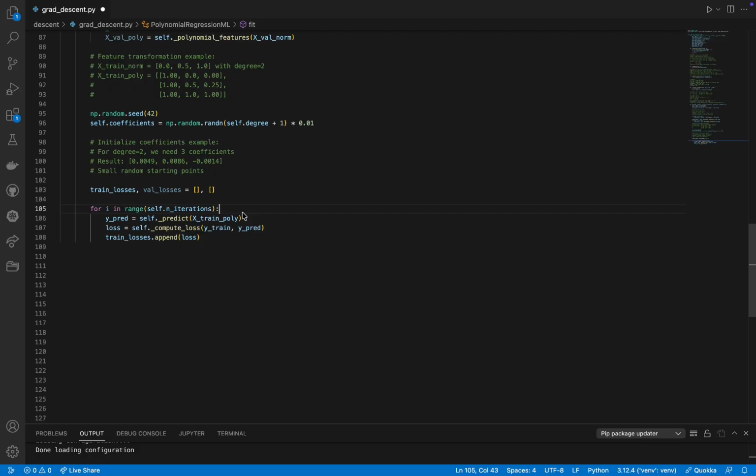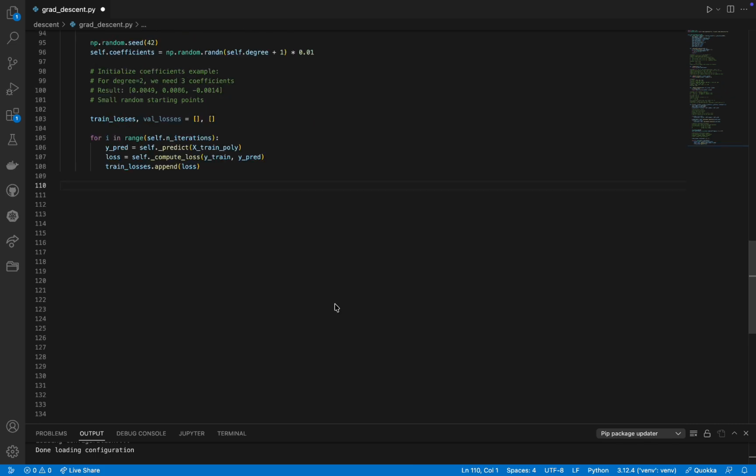And in each iteration, we do several things in order. First, in the forward pass, where we make predictions using our current coefficients, we call self.predict on X_train_poly to get y_pred. Second, we compute the loss by calling self.compute_loss with y_train and y_pred. We append this loss to our train_losses list so we can track it over time.